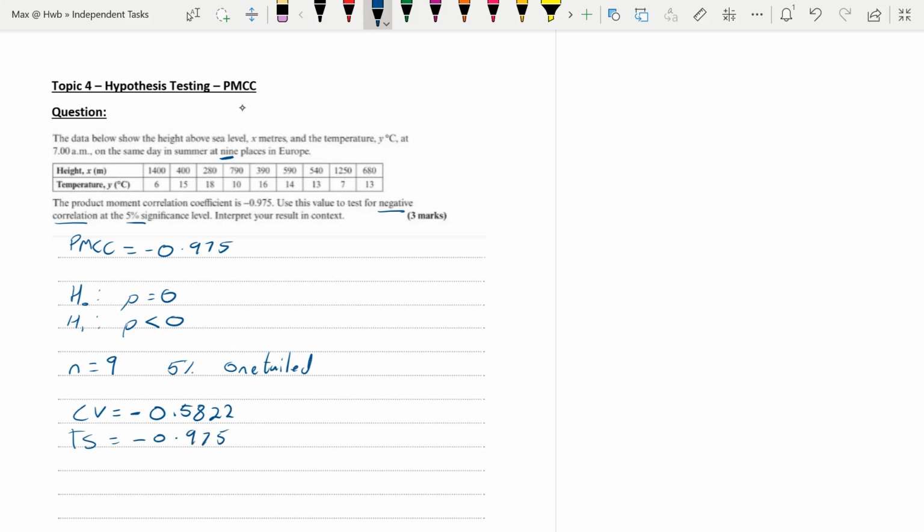My test statistic is the one I had up here, so -0.975. Okay, well, you can draw a line. So this would be -1. Let's say 0 is here. My critical value is here, that's minus 0.5822. And everything this side, so more extreme, further away from 0, would be my critical region. And my test statistic is about there. It's in my critical region, isn't it?